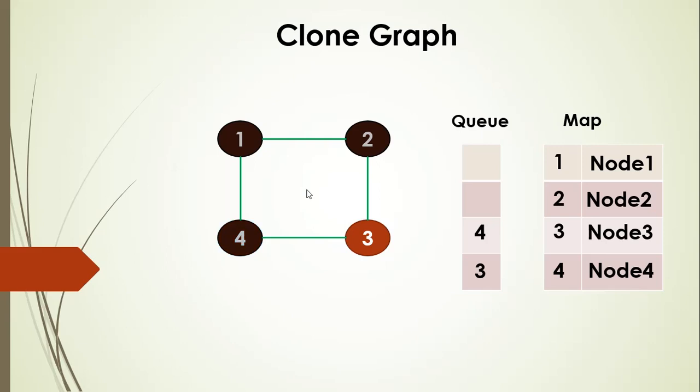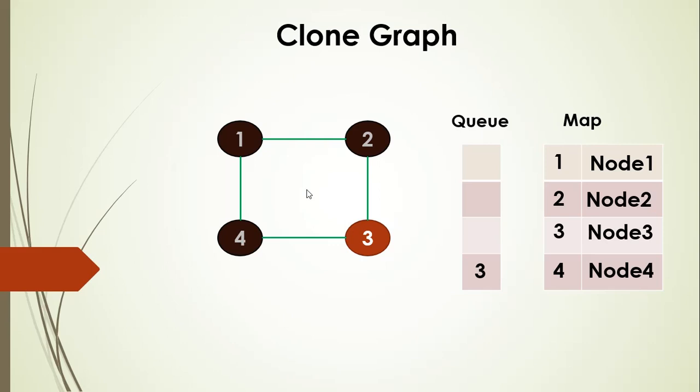Then we move to 4 which is in the queue, and we remove 4 from the queue. Its neighbors are 1 and 3. If you see, 1 and 3 are already processed. We already have the nodes for 1 and 3 in our map, so we don't have to create anything. We just fill the neighbor list of 4 with 1 and 3.